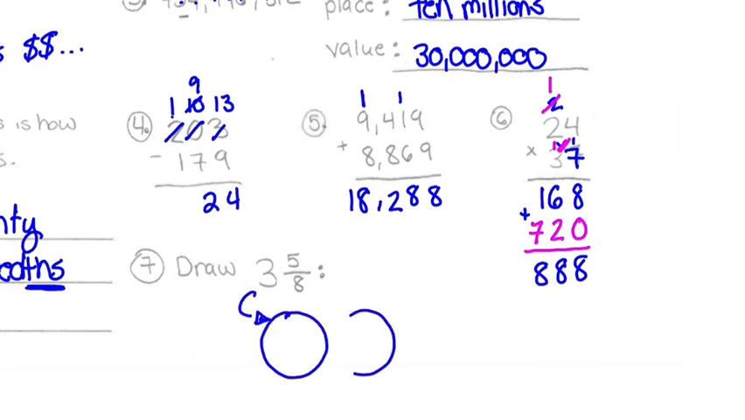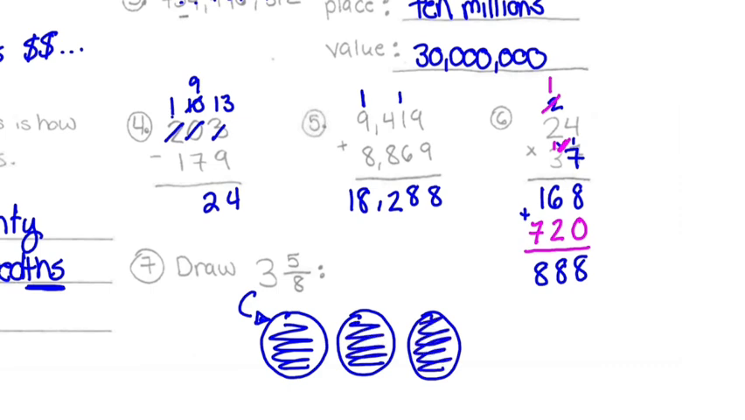The last one, you're drawing out 3 5/8. You draw 3 wholes. And then, as you're doing pizza, it's cut into 8 sections. And you're going to shade in 5 of them.